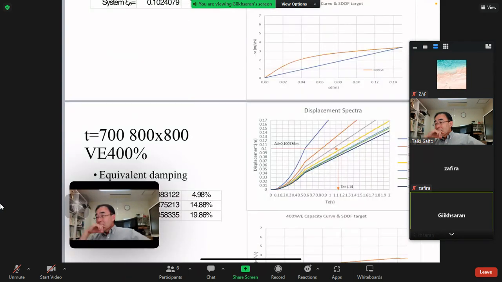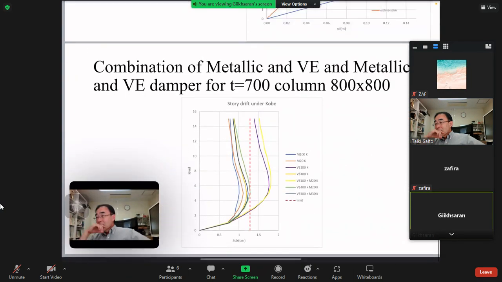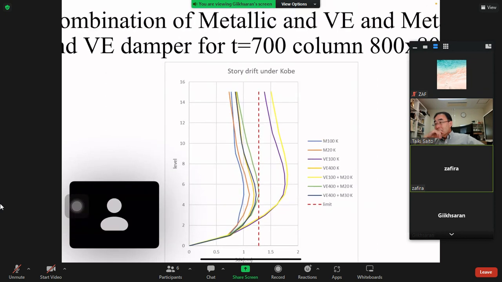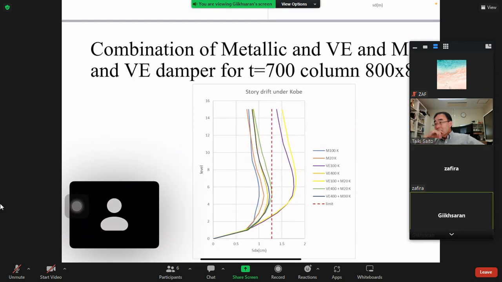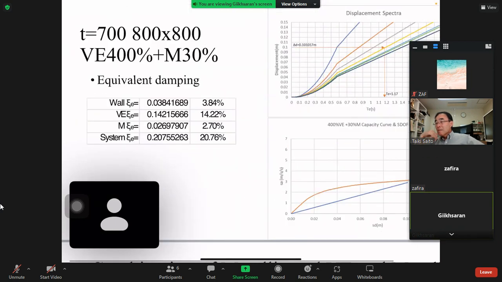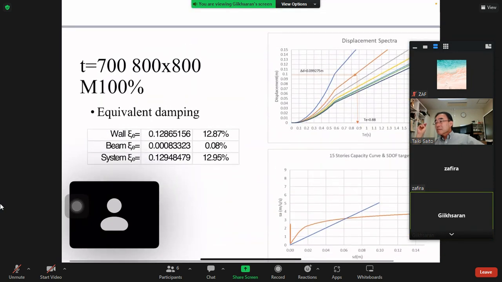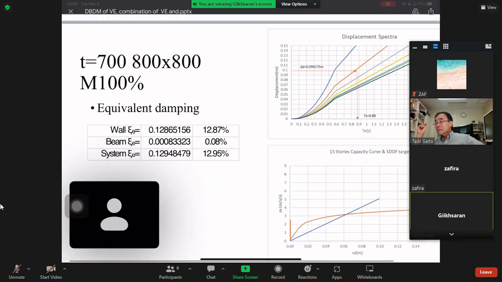I think the best combination is viscoelastic 400 and metallic 30%, this one, I think. Can you open metallic 100%? Metallic 100%. Yes, this one.